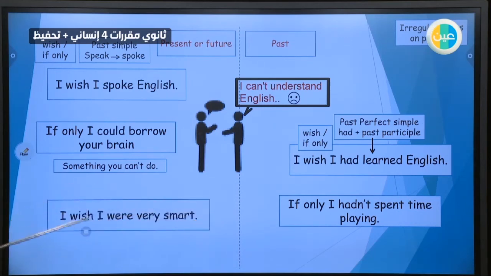I wish I were very smart. This is here in the present. Is this man smart? He is not, actually. So he wishes, I wish I were very smart. Look here, we use were. Even if it is I, or with he, she, it, we use were in this form. I wish, then here the subject, then we add were. Don't use was because it is different.